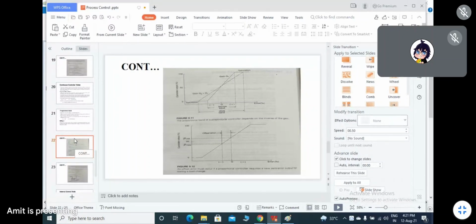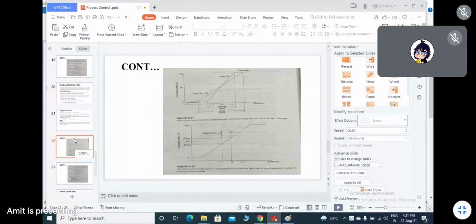But you cannot give offset. Offset is not required, first of all. Offset is, if you want to achieve 1 and you are achieving 0.9, then the offset is 0.1. When you are achieving 0.8, your offset is 0.2. So no one requires your offset. Offset is not required in your system.